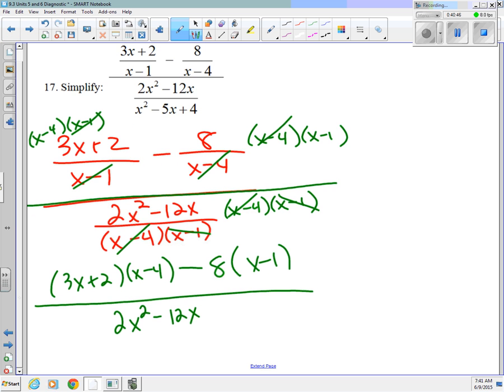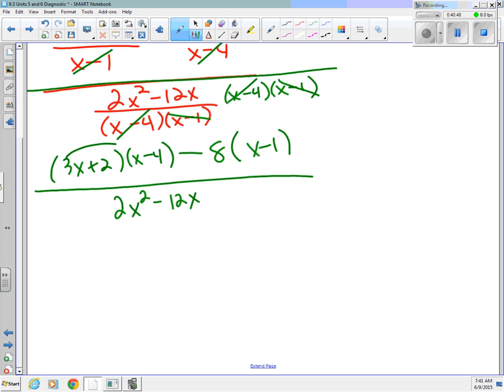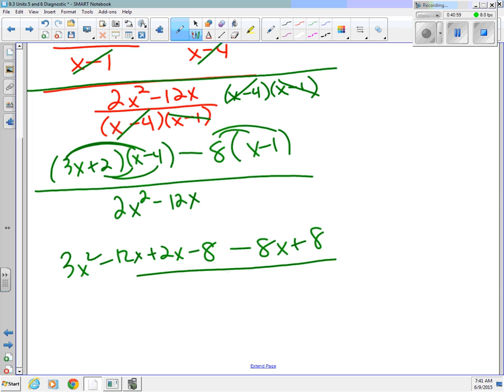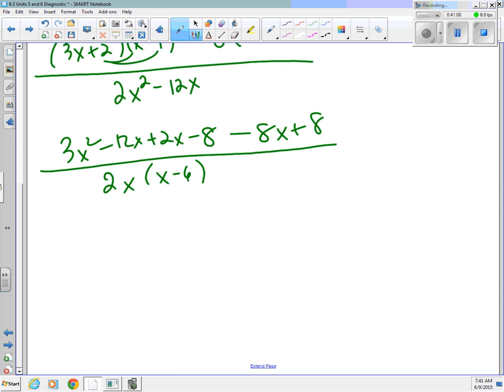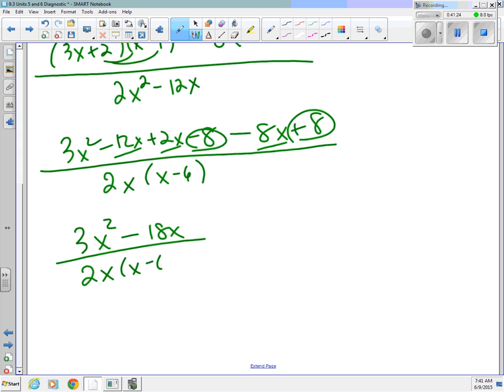Now I have some work to do here. So I'm going to distribute. I have 3x squared minus 12x plus 2x minus 8 minus 8x plus 8 over the bottom. I'm going to factor. I can factor out a 2x and be left with x minus 6. So let's see what at the top brings us here. So I have 3x squared. Negative 12x minus 8x is negative 20x, plus 2x is negative 18x. And it should be negative, excuse me. Negative 8 plus 8 is 0. Okay, so that's cool. And I have 2x times x minus 6 on the bottom.